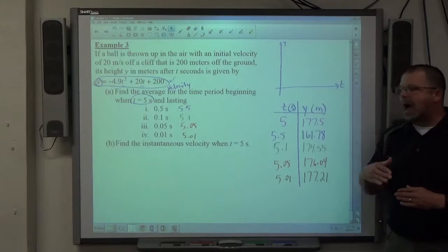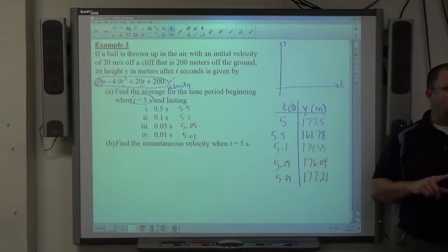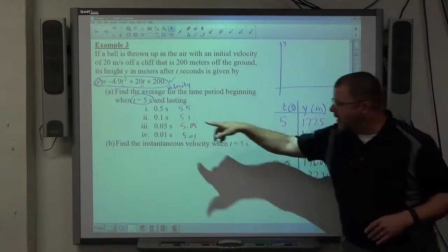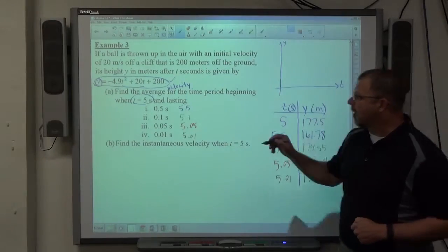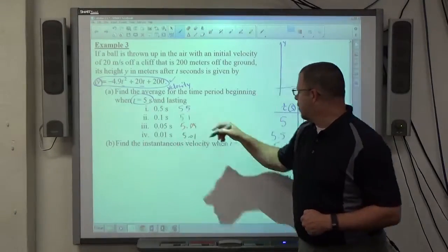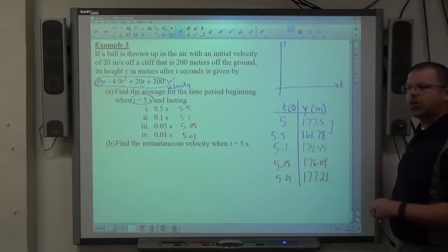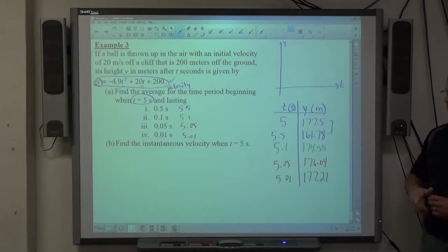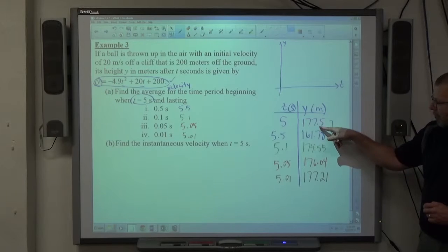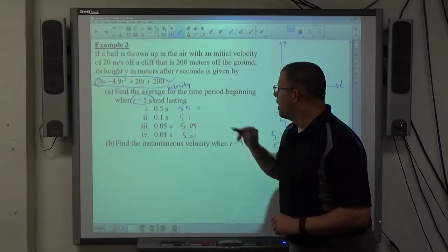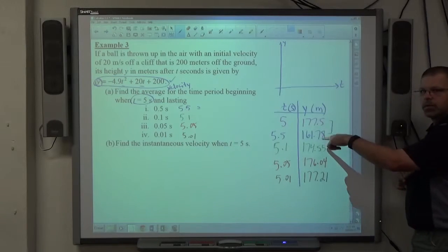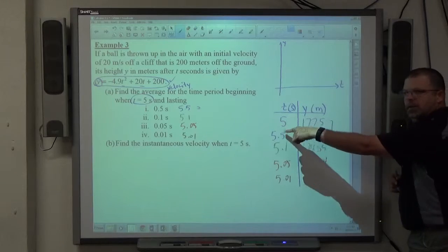So, when we talk about average velocity, how far did you go and how long did it take? That's what average velocity is. So to do part A, 1, 2, 3, and 4, if I want to find out the average velocity from 5 seconds to 5.5 seconds, I just look at those two spots on the chart. How far did I go? How long did it take? That's all it's asking me. So it's just the slope of these 2 points. Y minus Y over X minus X.